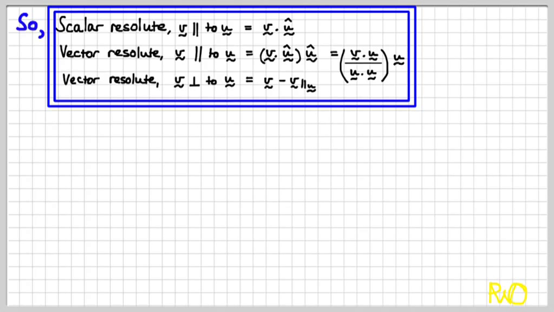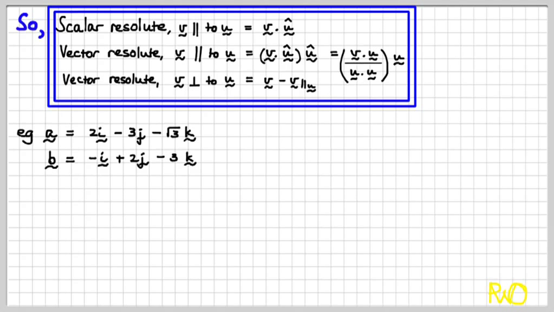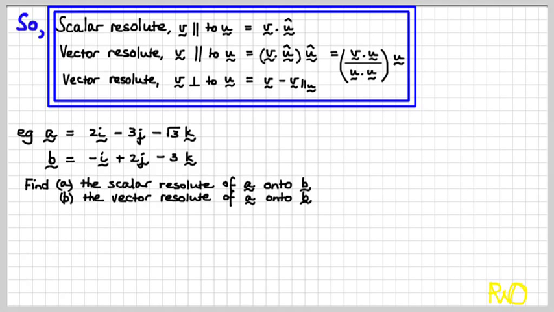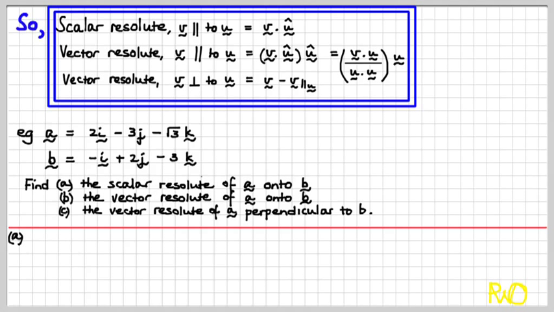We better do an example before we all collapse. I've got A equals 2i minus 3j minus root 3 k. I've got B equals minus i plus 2j minus 3k. I just picked those numbers out of the air, so it actually worked out a bit complicated, but the principle's good, so I want you to follow along with me. What are we going to find? We're going to find the scalar resolute of A onto B. We've got to find the vector resolute of A onto B, and we've got to find the vector resolute of A perpendicular to B. All the things we've been covering.